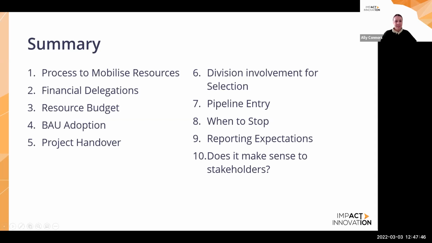So in summary, we've gone through our 10 points: process to mobilize resource, financial delegations, what's our resourcing budget, and how is that allocated, what's the process for BAU adoption, and then what is the process around project handover, division involvement for selection or external involvement, minimum information required for your pipeline entry, when to stop or when to revisit, reporting expectations and to who, and then does it make sense?